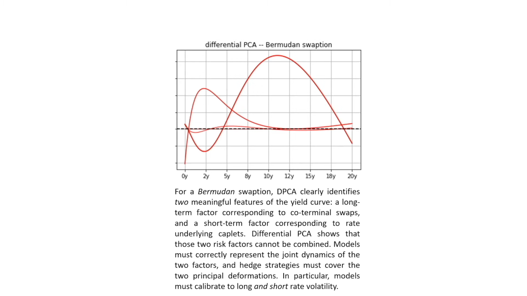For a Bermudan option, differential PCA clearly identifies 2 meaningful features of a yield curve, a long-term factor corresponding to coterminal swaps and a short-term factor corresponding to rates underlying caplets. Differential PCA shows that these 2 risk factors cannot be combined. Models must correctly represent the joint dynamics of the 2 factors, and hedge strategies must simultaneously cover the 2 principal deformations. In particular, models must calibrate to both long and short-term rate volatility.